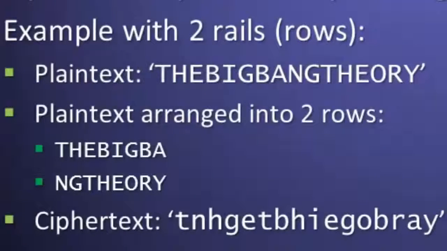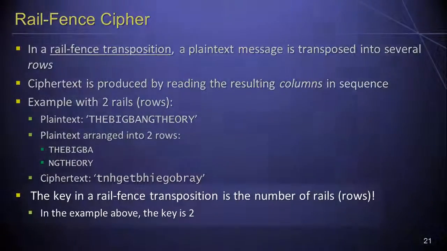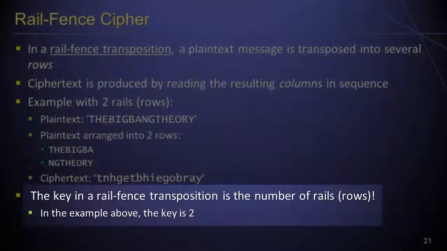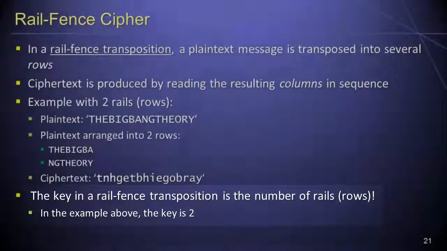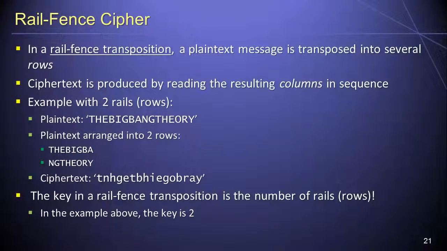The ciphertext would then be generated by reading the columns from top to bottom, left to right. In this example, the resulting ciphertext would thus be TNHGETBHIEGOBRAY. Note that the key in a rail fence transposition is the number of rails or rows. In the example discussed above, the key would thus be 2.